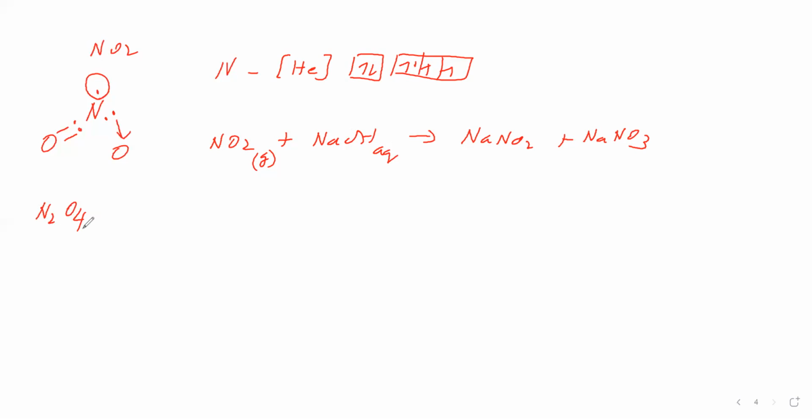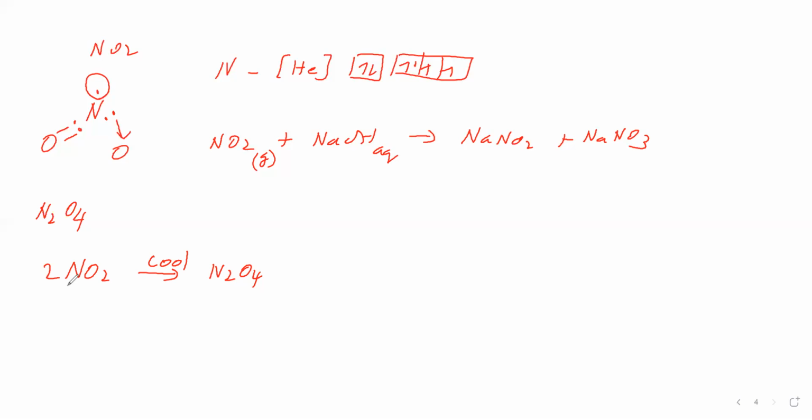How to prepare dinitrogen tetroxide? Take NO2, nitrogen dioxide, and cool it, and you will get N2O4. Therefore, NO2 goes for dimerization under low temperature and gives N2O4. N2O4 on heating gives NO2. Therefore, NO2 and N2O4 can go for equilibrium.